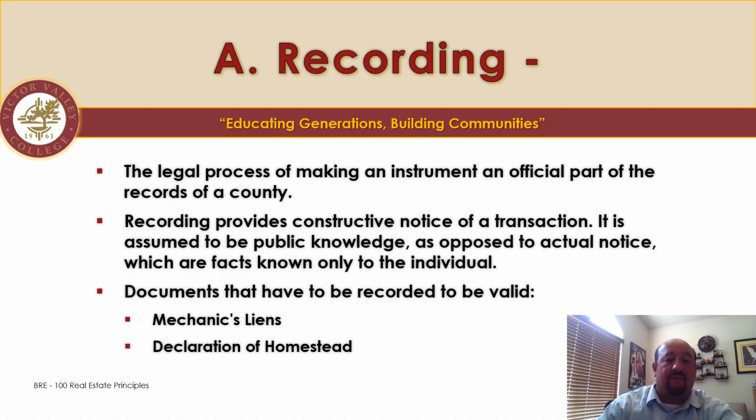Okay, so that's forms of ownership. Recording. That's the legal process of making an instrument an official part of the records of a county. The county recorder's office does all of the recording. Documents that can or have to be recorded are mechanics liens and declarations of homestead. Grant deeds do not have to be recorded, but it's generally done in order to protect the ownership.